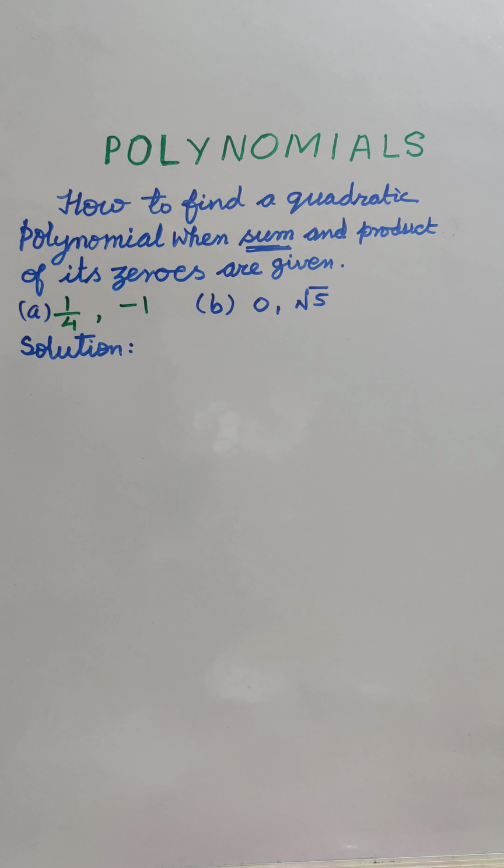In this video, we shall learn polynomials in the course of class 10th half yearly examination revision. So we have taken this question, which is an important question, and often it has been a part of examination. How to find a quadratic polynomial when sum and product of its zeros are given. A part, sum is 1 upon 4 and the product is minus 1. B part, sum is 0 and the product is square root 5.